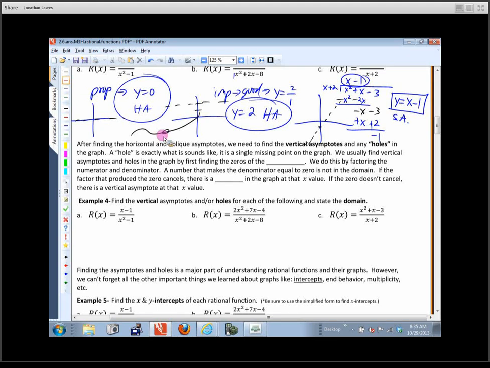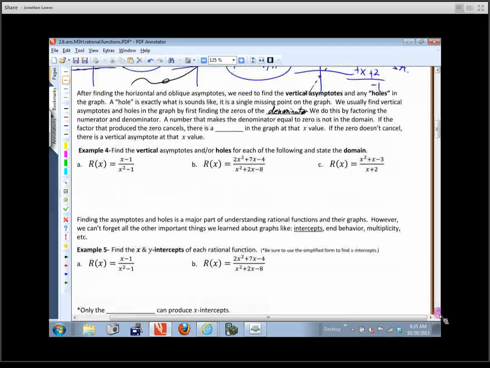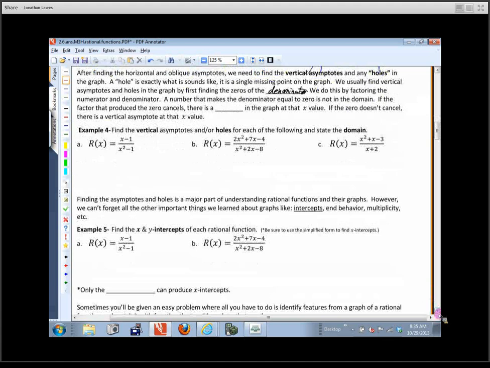So we usually find vertical asymptotes and holes in the graph by first finding the zeros of the denominator. So the way we're going to do this is we're going to factor the numerator and the denominator, and we're going to find the numbers that make the denominator equal to 0. Because remember, we can't have the denominator equaling 0. Those numbers would not be in the domain.